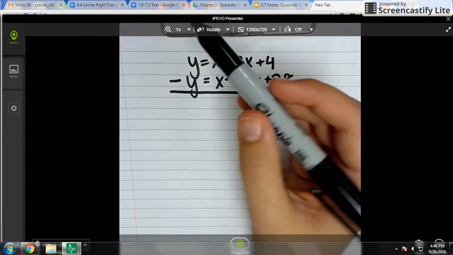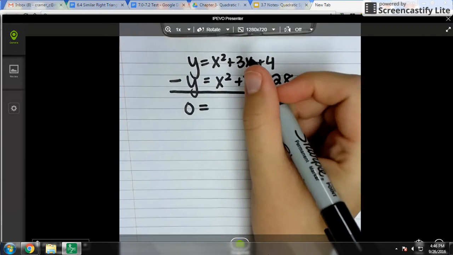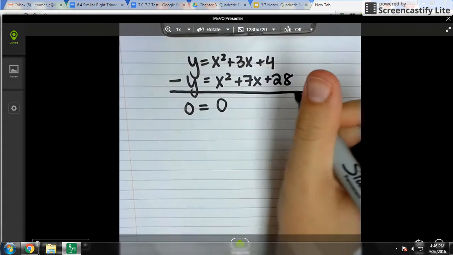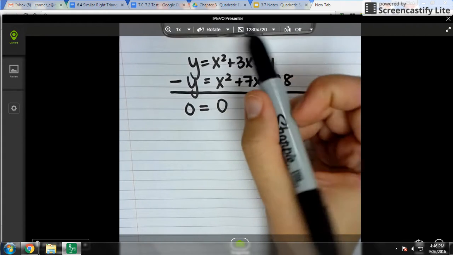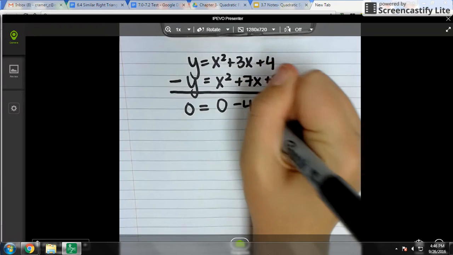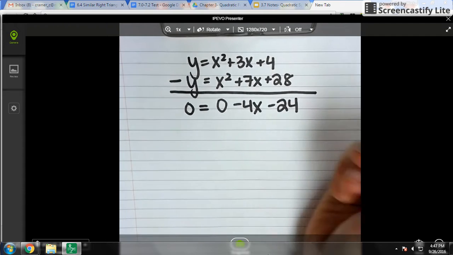one of your variables. So if we do y minus y, we get 0, and now we only have one variable left. We also eliminate the x squared. X squared minus x squared is also 0. So that will make it even easier to solve. 3x minus 7x would be negative 4x. 4 minus 28 would be negative 24.